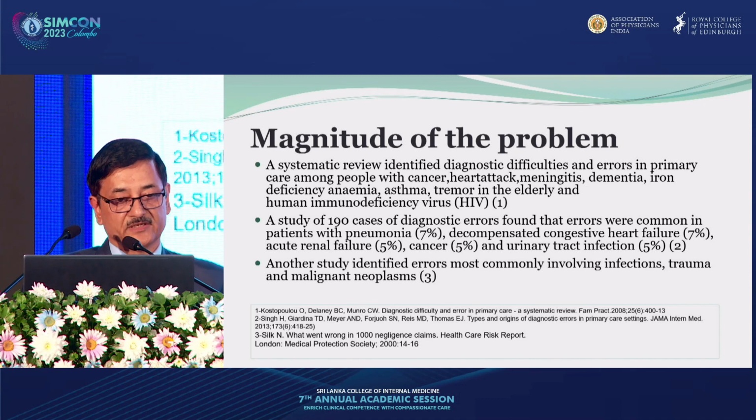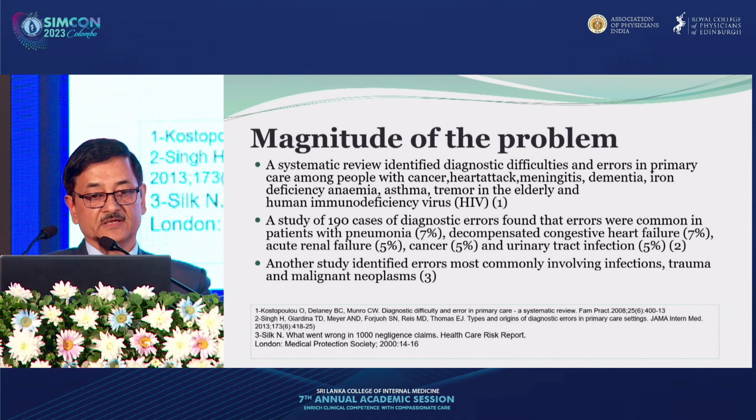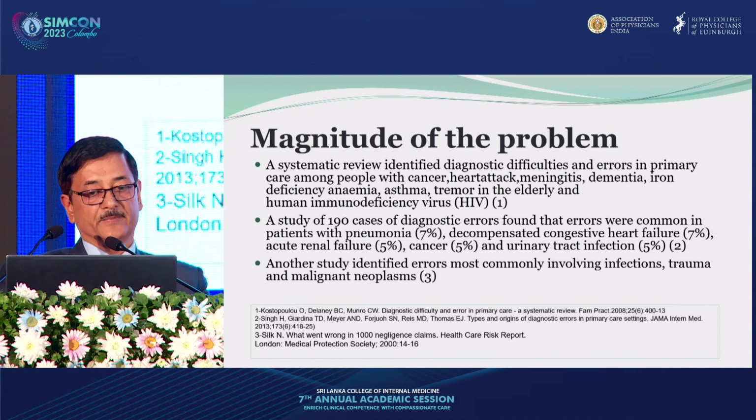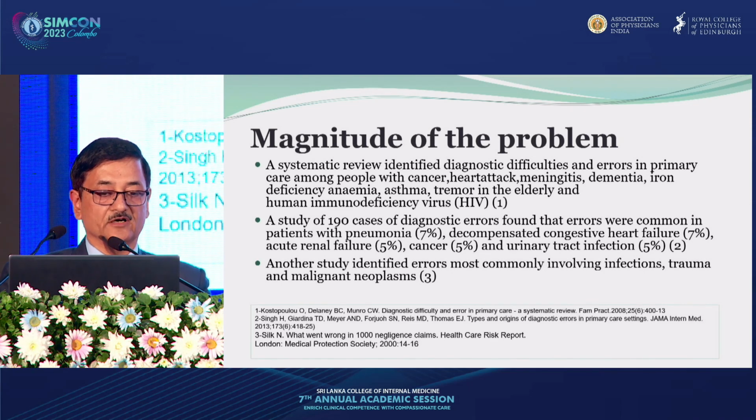There is a systematic analysis that identified errors in primary care among people with cancer, heart attack, meningitis, dementia, iron deficiency anemia, asthma, tremors in the elderly, and human immunodeficiency virus. Another study of 190 cases of diagnostic errors found that errors were more common in patients with pneumonia, decompensated congestive heart failure, acute renal failure, cancer, or urinary tract infections.